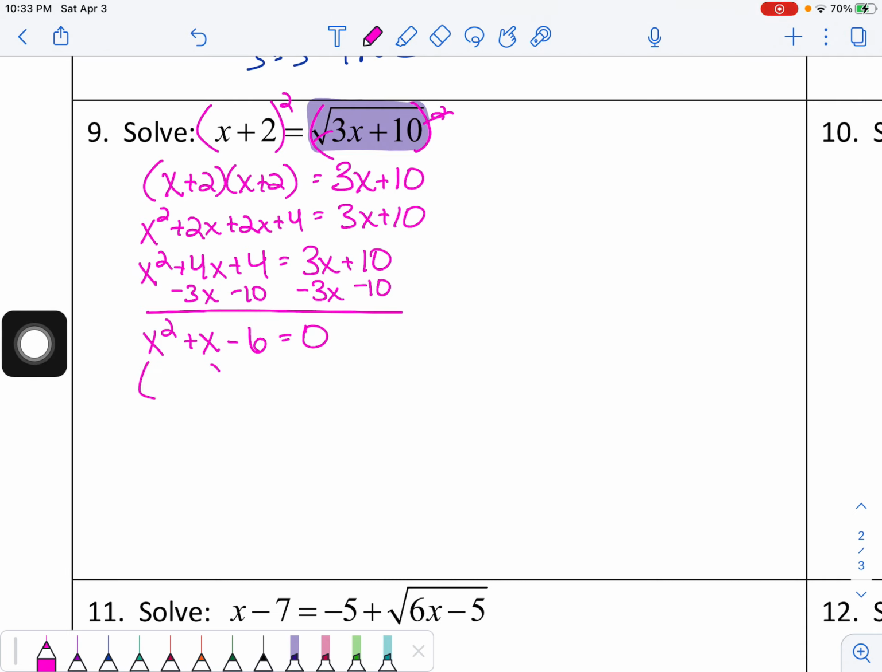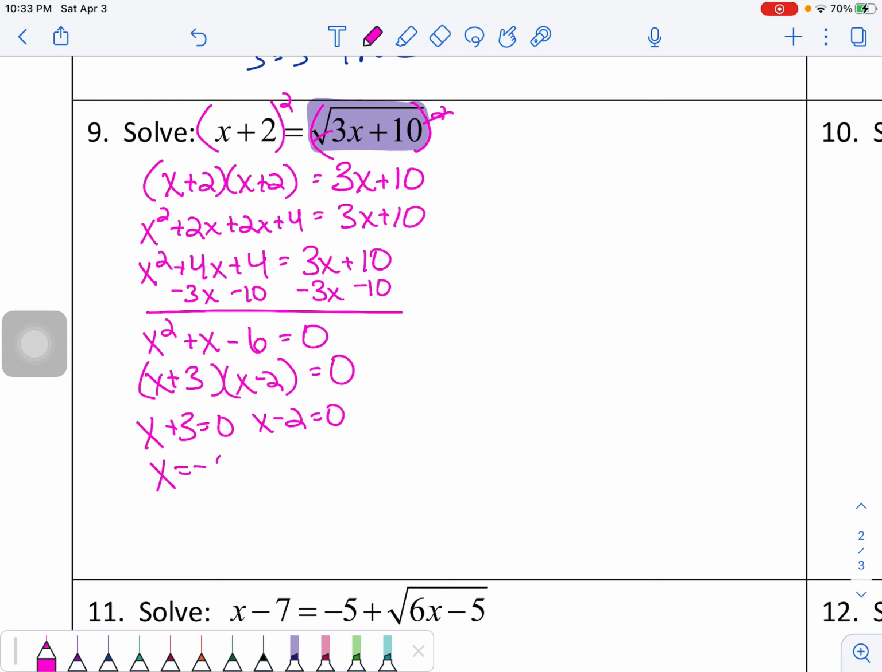This is factorable. So what multiplies to negative 6 and adds up to 1 is going to be plus 3 and minus 2. Just doing a quick check in my head, it is, which gives me then x plus 3 equals 0, x minus 2 equals 0. Each factor gets set equal to 0. So I have the possibilities of x equals negative 3 and x equals 2. You have two possible answers here, which means we have to check two possible values.